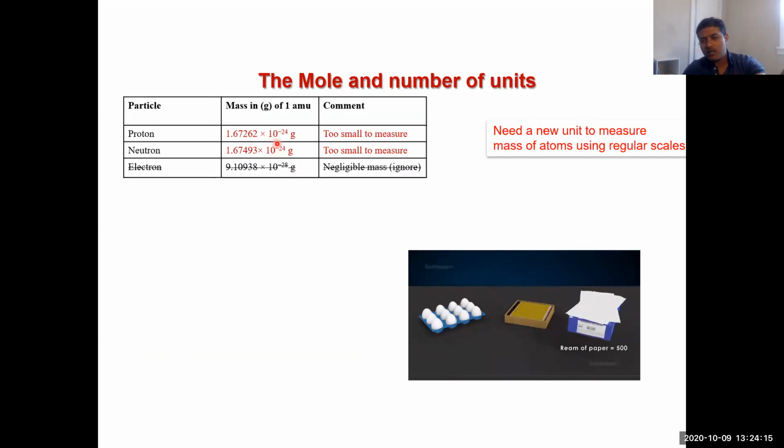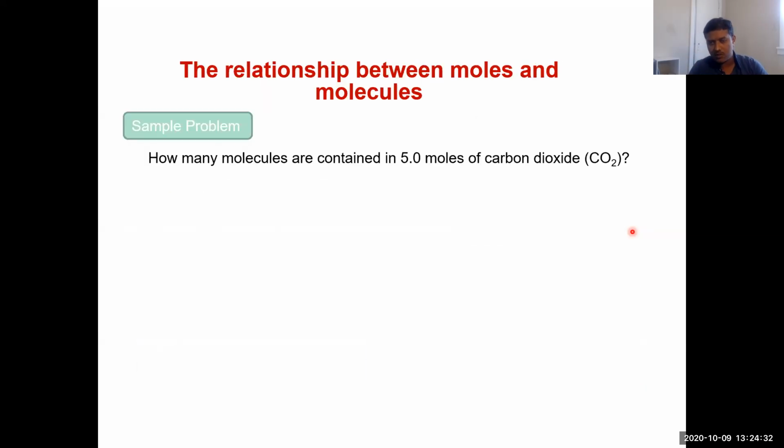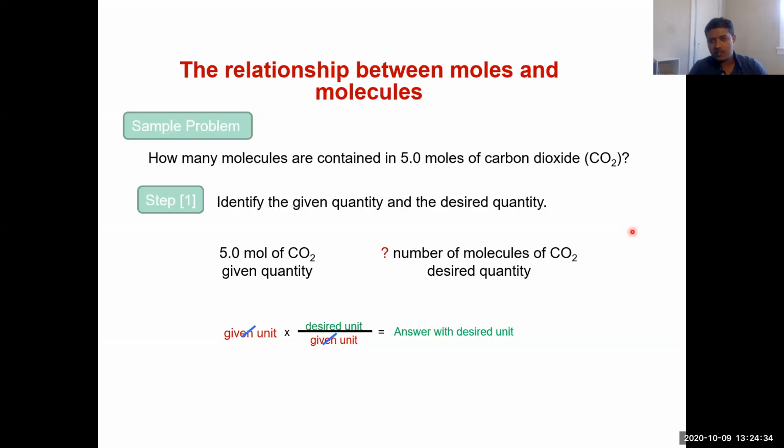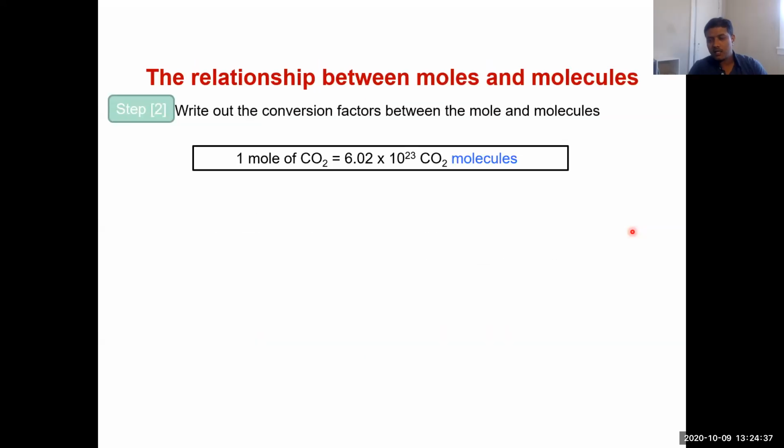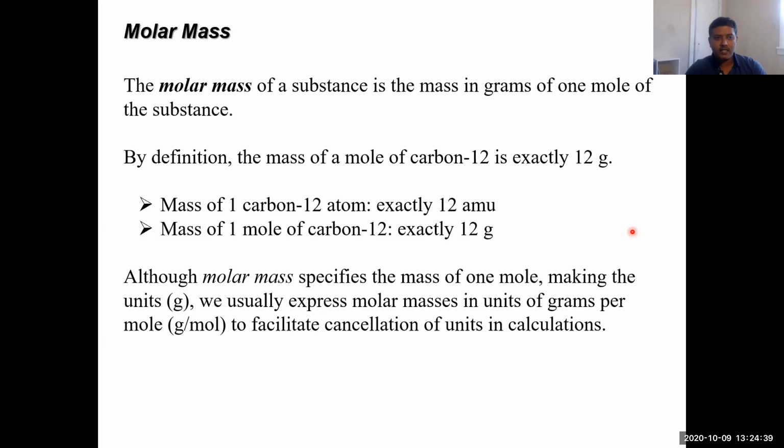You already know the mass of each subatomic particle, of proton and neutron, in grams. Because this is so tiny, and because you already know what 1 mole is, a bunch of atoms in Avogadro's number, you are using it to define mass as a meaningful number. That is called molar mass, okay? A molar mass is the mass in grams of 1 mole of a substance.